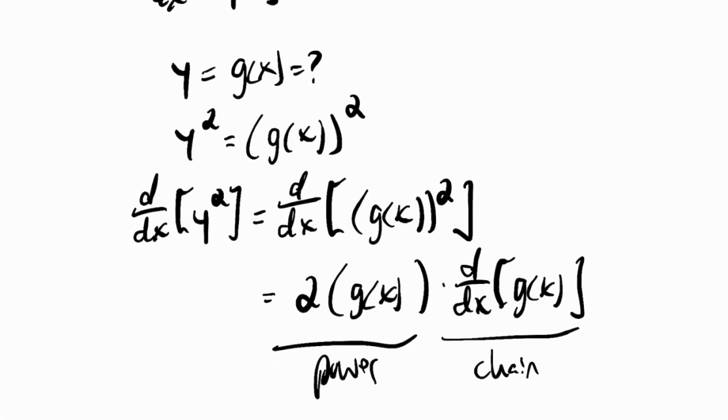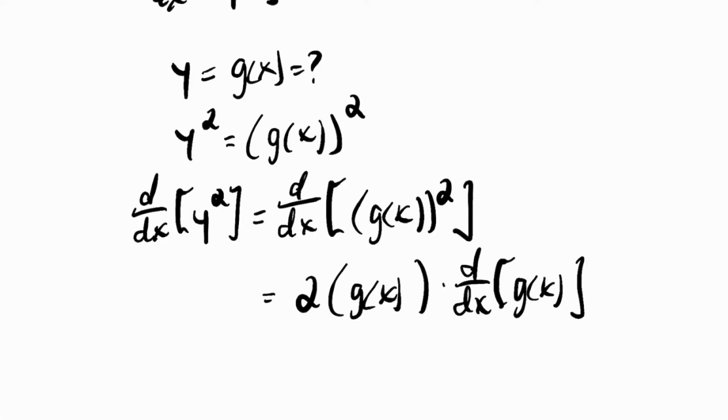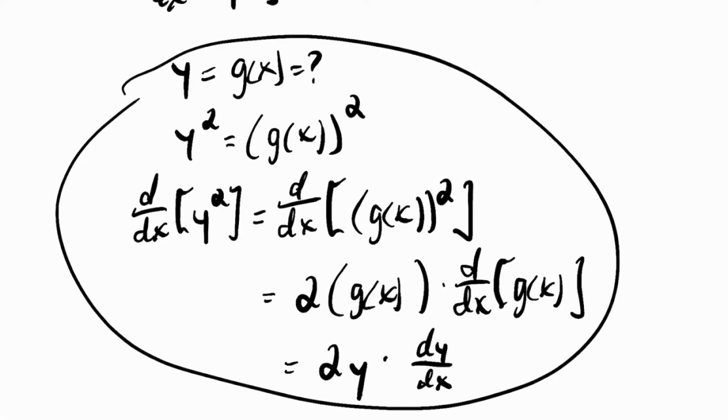Now 2 times g of x, well, g of x is y, remember? So this is just 2 times y, times, since we don't know a formula for g of x and are using it symbolically, dy dx, whatever that derivative might be. We don't have access to it right now because I don't have a formula for g of x. So this is what's going on under the hood.